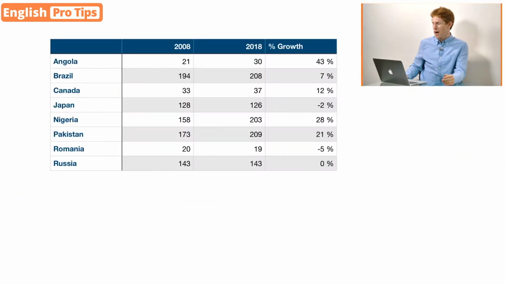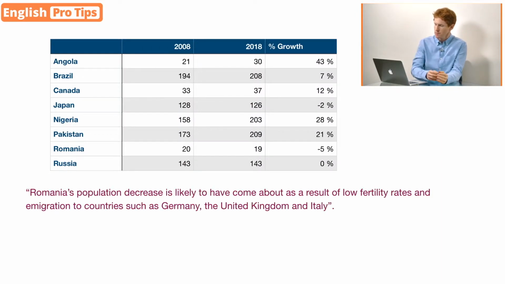Okay, finally we have mistake number 5. Now, have a look at the sentence. Romania's population decrease is likely to have come about as a result of low fertility rates and emigration to countries such as Germany, the United Kingdom, and Italy. Now, is this a good sentence? Well, it's grammatically correct, and there's lots of good vocabulary, and it makes sense, but this isn't the right kind of sentence to put in to academic task 1.